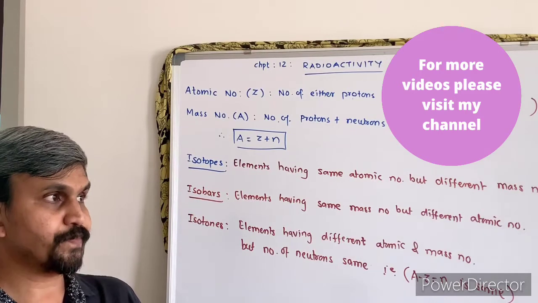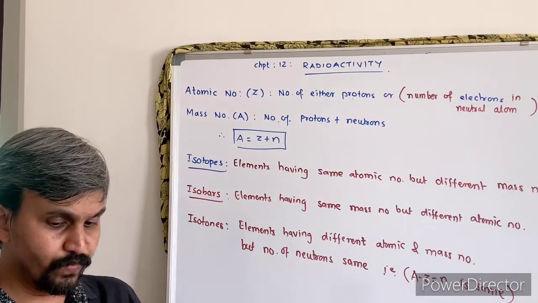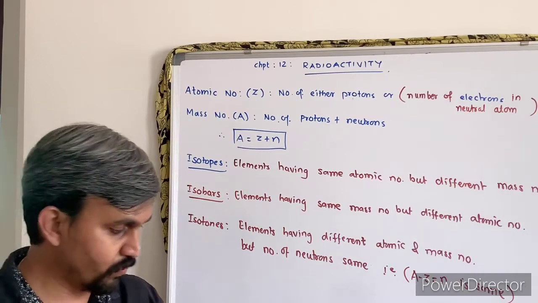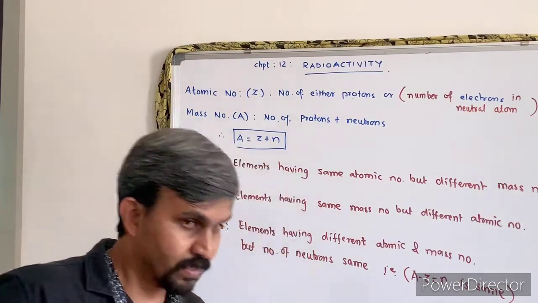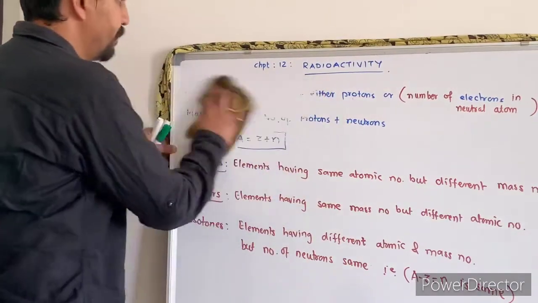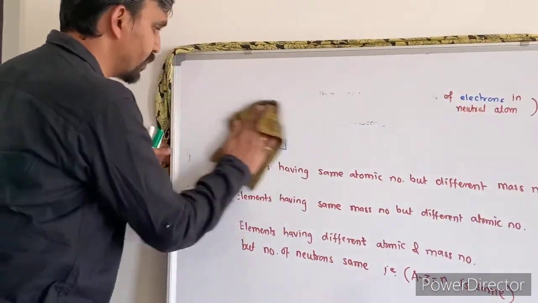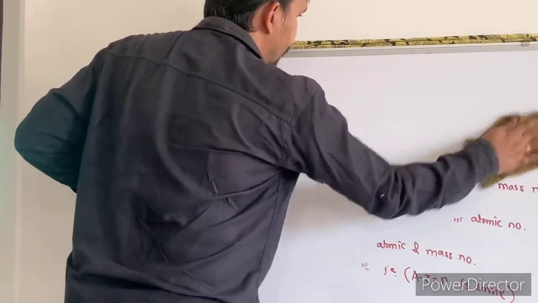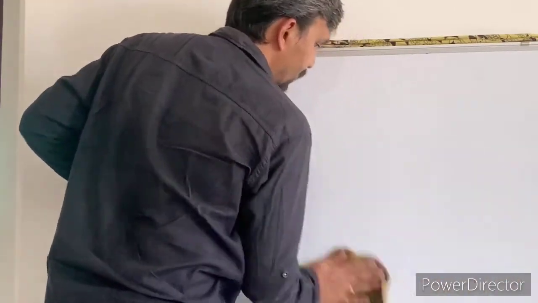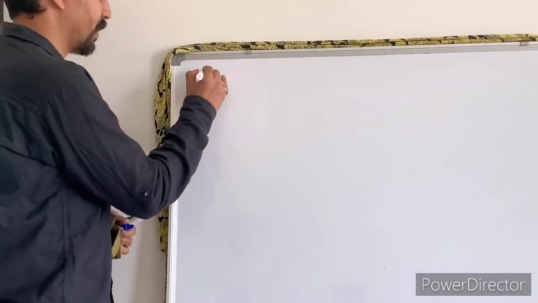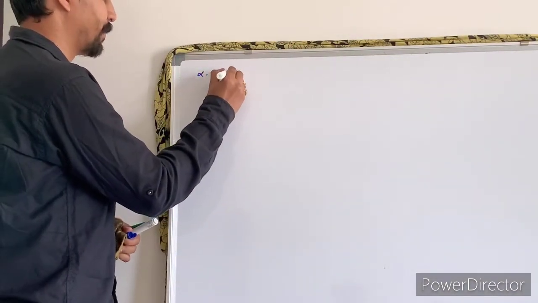Right, now we will go with what is alpha particle, beta particle and gamma rays. Right, we'll go through that part step by step. What is the alpha particle, what is beta particle and gamma rays. Now what exactly is an alpha particle?